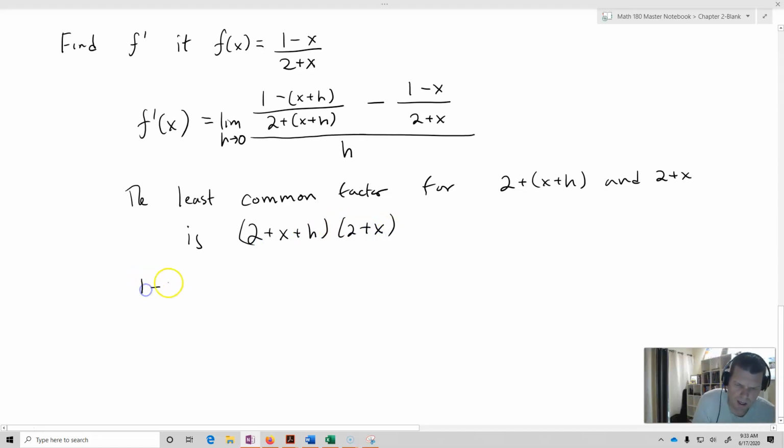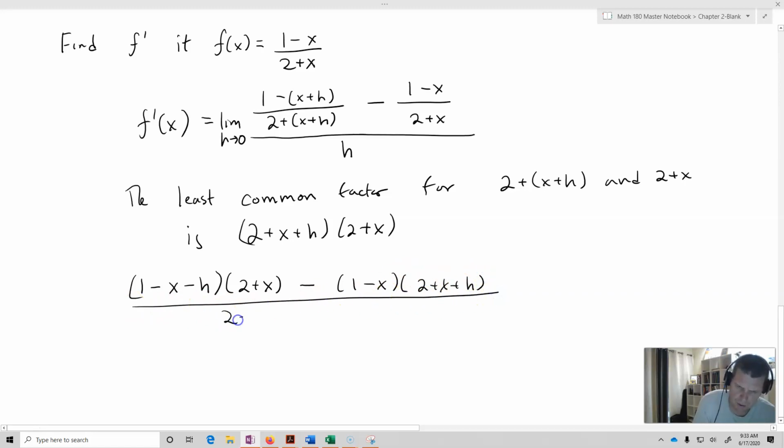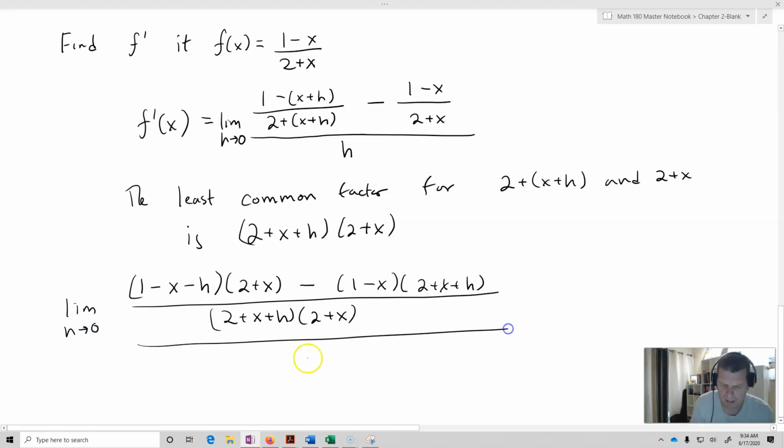So we're going to get 1 minus x minus h, that's the top part there, times 2 plus x, minus 1 minus x times 2 plus x plus h, divided by 2 plus x plus h times 2 plus x. And we're going to find the limit as h approaches 0 of that value, all divided by h. Hopefully the thing on top is going to end up canceling out the h's somehow. There we go.